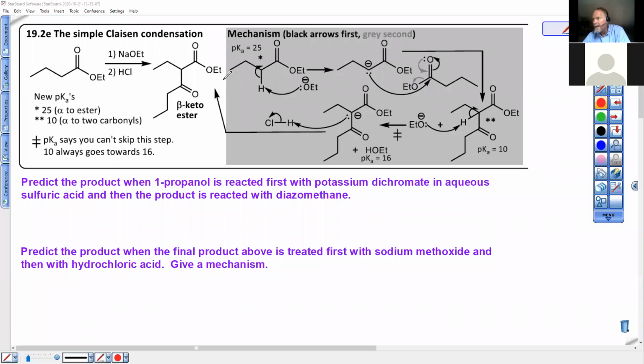Welcome back. We're going to continue our discussion of enolates in synthesis by looking first at the Claisen condensation. And don't worry, we'll get a practical application of kinetic and thermodynamic control after this. But right now, we're going to learn the second most important reaction in organic chemistry.